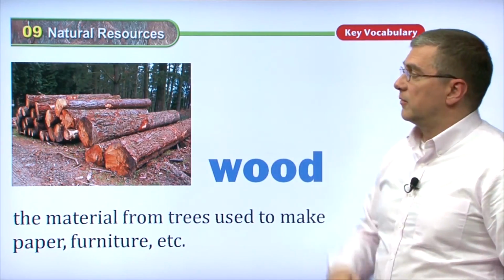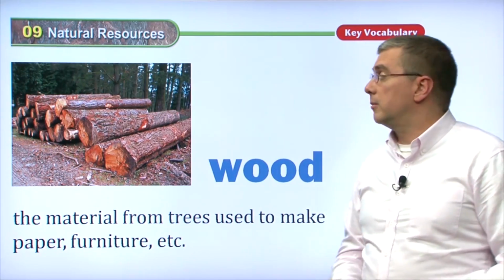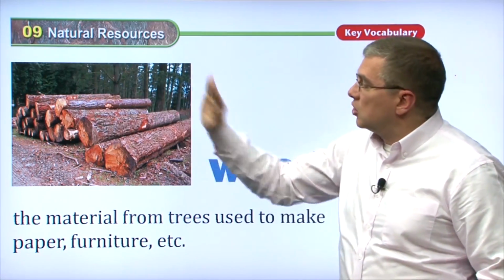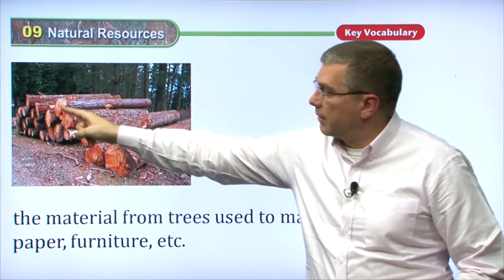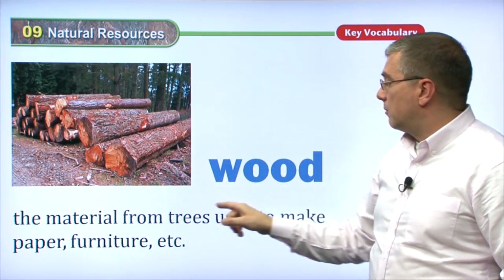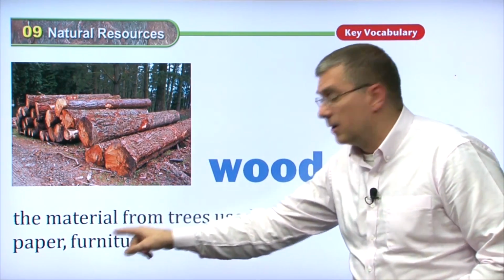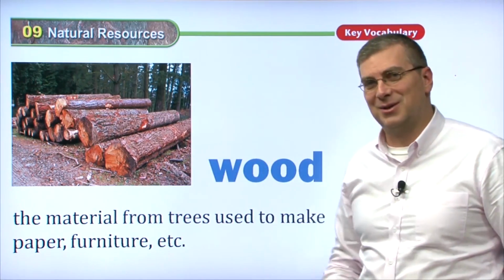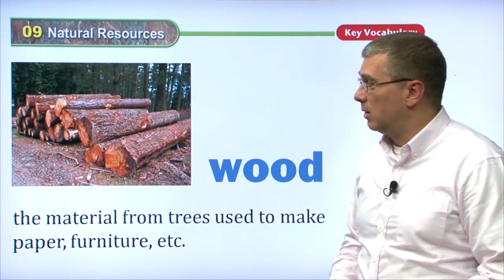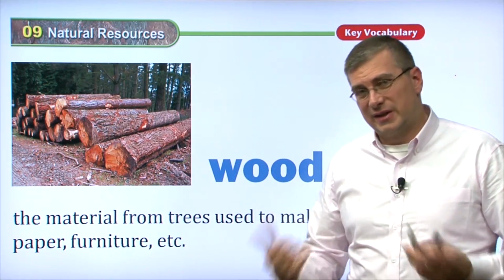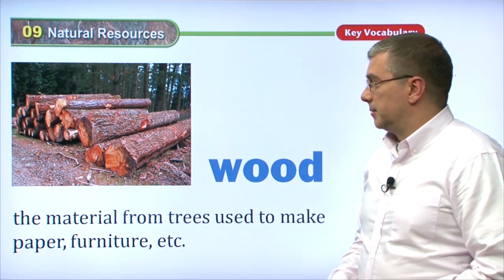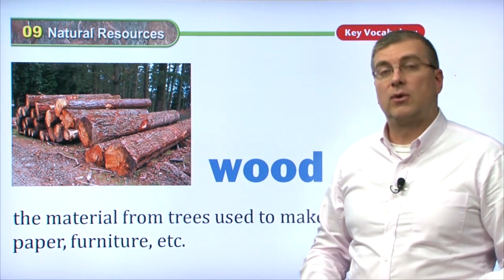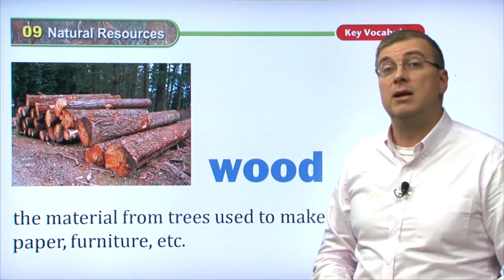Okay, another type of resource that we use that I talked about already a little bit is wood. And of course, wood comes from trees. We cut them down, chop the branches off, and what we have left is wood. The material from trees used to make paper, furniture, etc. Etc. includes houses, walls, right? Roofs. A long time ago, before people really started using steel or concrete, wood was the primary source for making homes. Most homes were made from wood.